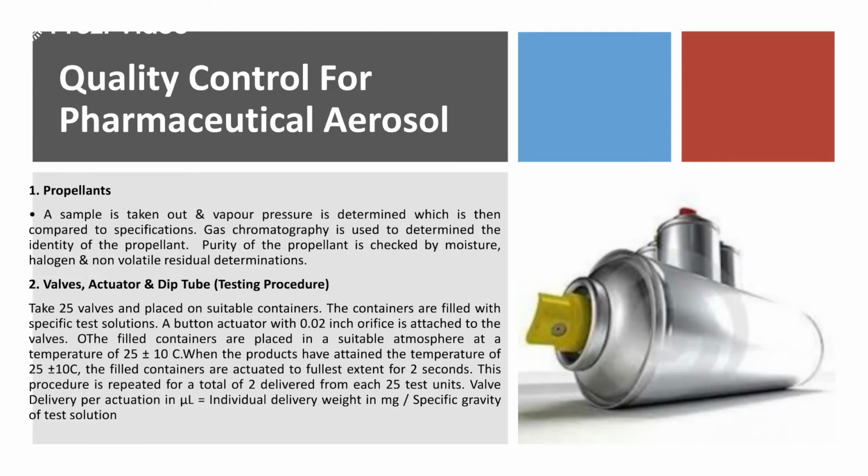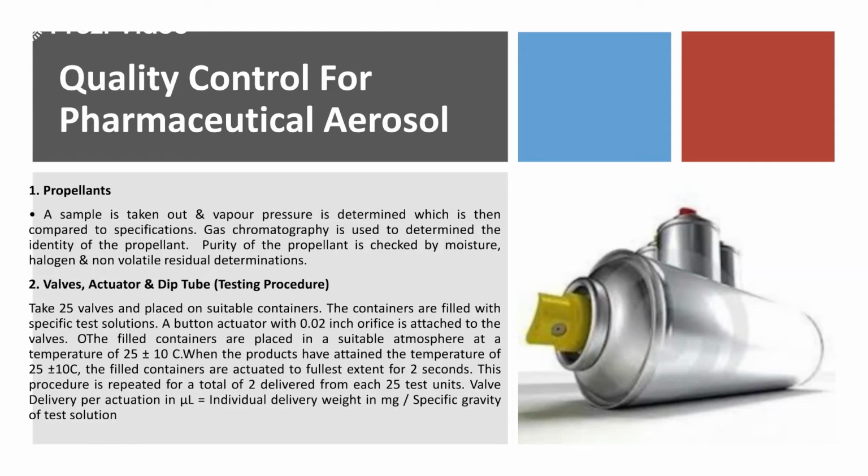My dear students, you should know the techniques which are utilized for the identification and authentication of the propellants. Next, we move on to the other auxiliary items present in the aerosol system, such as valves, actuators and dip tubes. For that, we need to take at least 25 valves and place them on suitable containers. Then the containers are filled with the specific test solutions. Then a button actuator with a 0.02 inch orifice is attached to the valves.